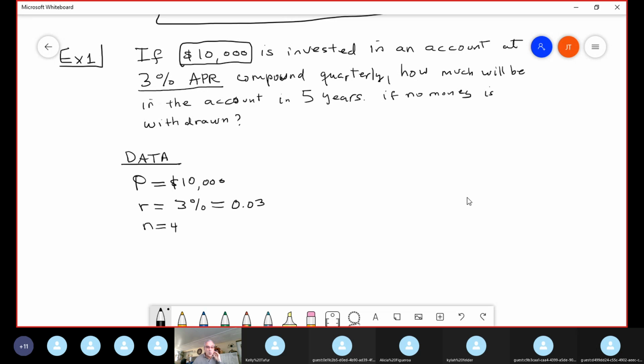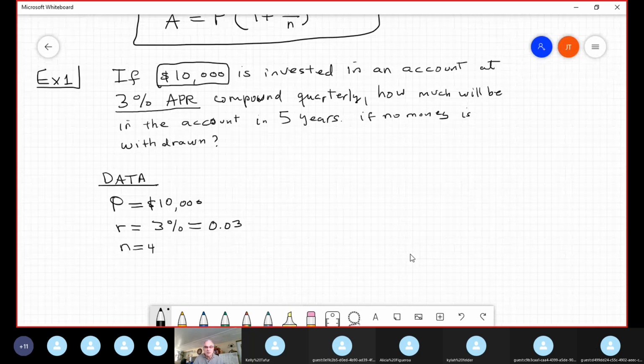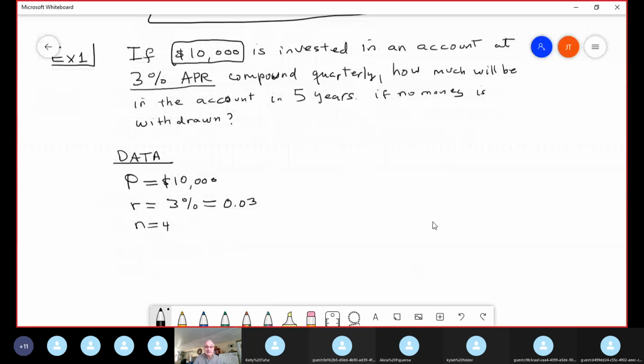Now, you say, what is the thing I try to find? What is the issue? T is 5 years. I need to find the future value, because I want to know how much this money I deposit today represents in 5 years. And you apply the formula. The formula is future value equals present value times (1 plus R over N) to the NT. Okay, future value is equal to $10,000.